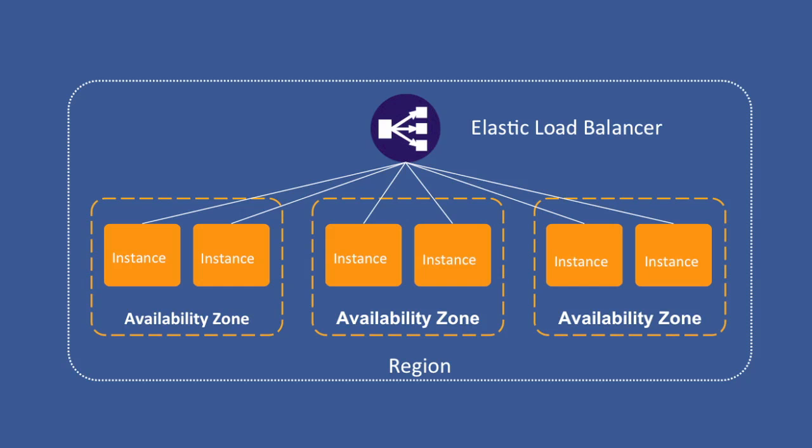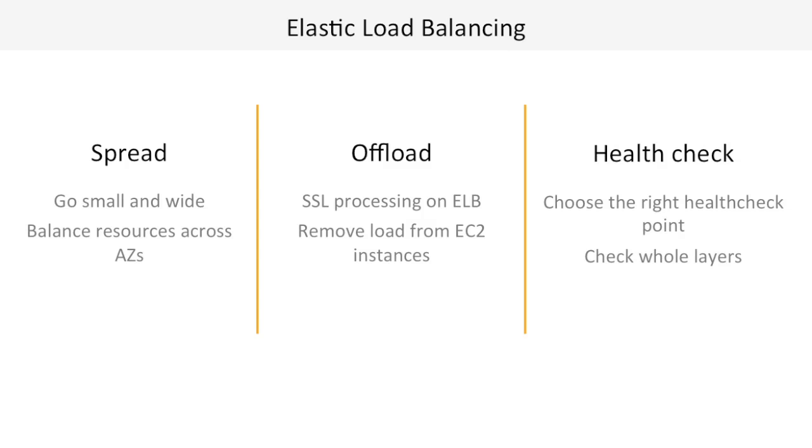So you can spread instances across AZs, availability zones, and front them with an ELB. You can balance your resources across AZs. We would say go small with your instance types and go wide. That gives you high availability and more granular control over scale and cost. Offload: the ELB does SSL processing, so you do HTTPS in and get HTTP coming out the back of the ELB. Upload your certs. It's a great way of offloading and therefore reducing the load on back-end resources.